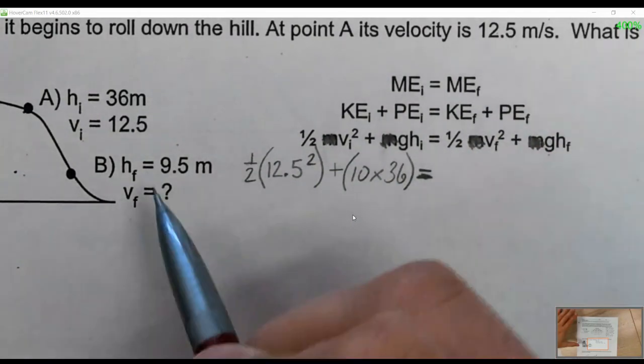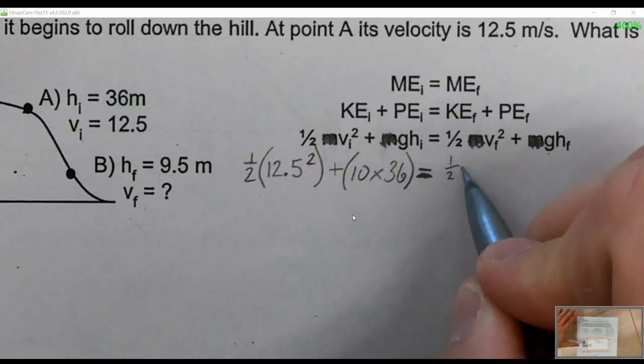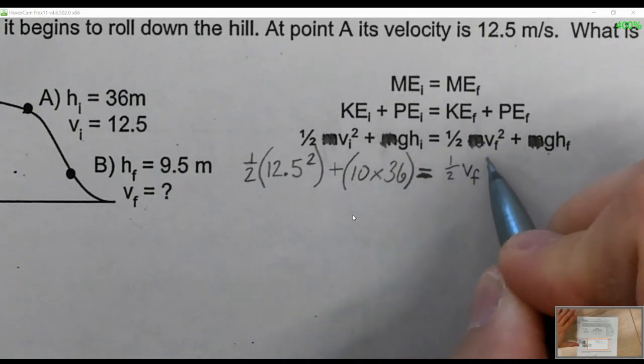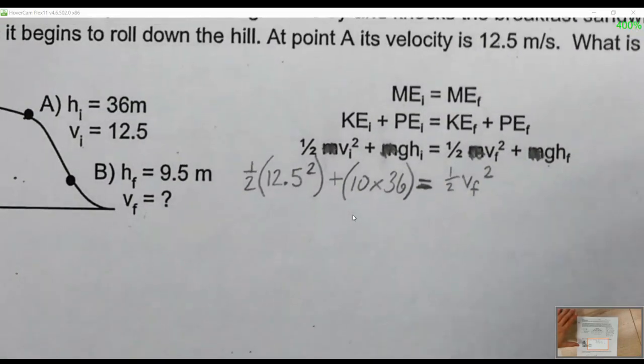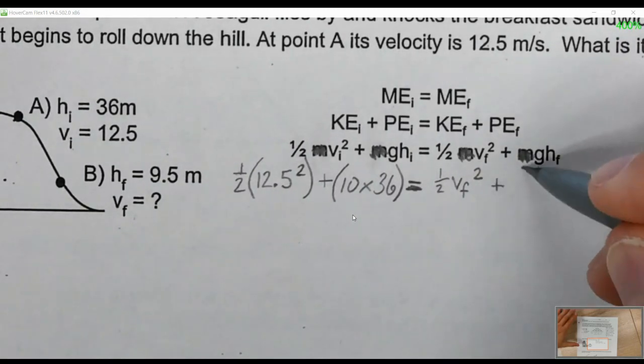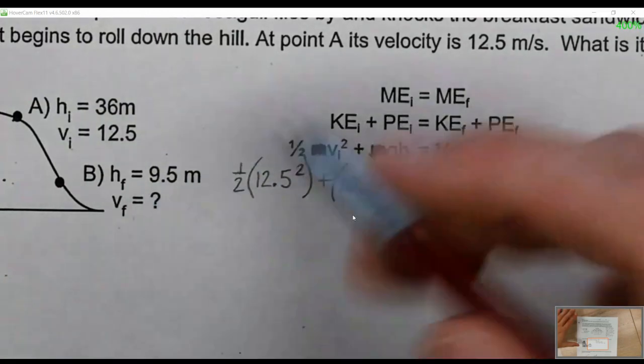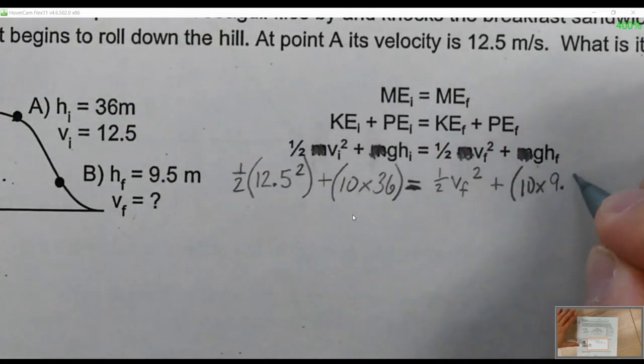We don't know what VF is, so we have to leave it like that. So you're going to write 1/2 VF squared. Bring down the plus sign. G times H, G is 10, and the final height we have is 9.5.